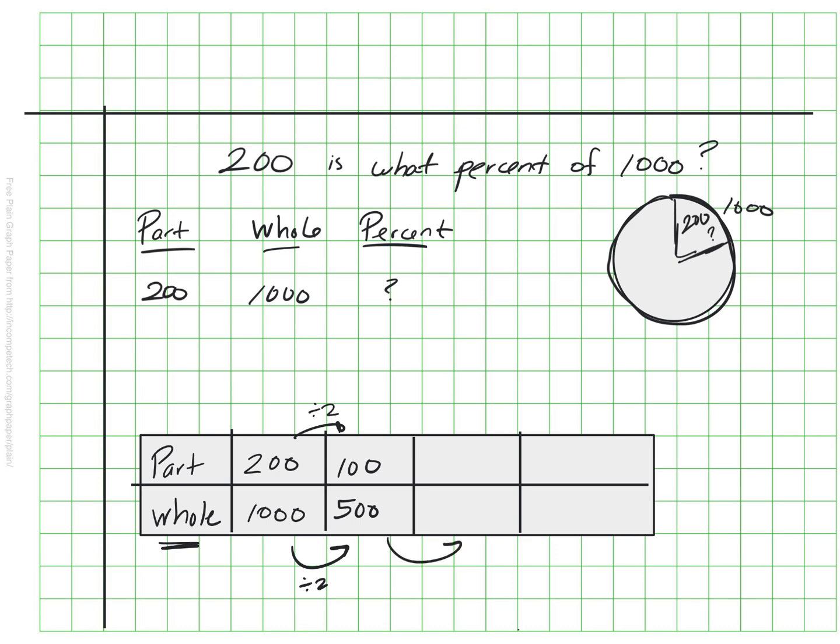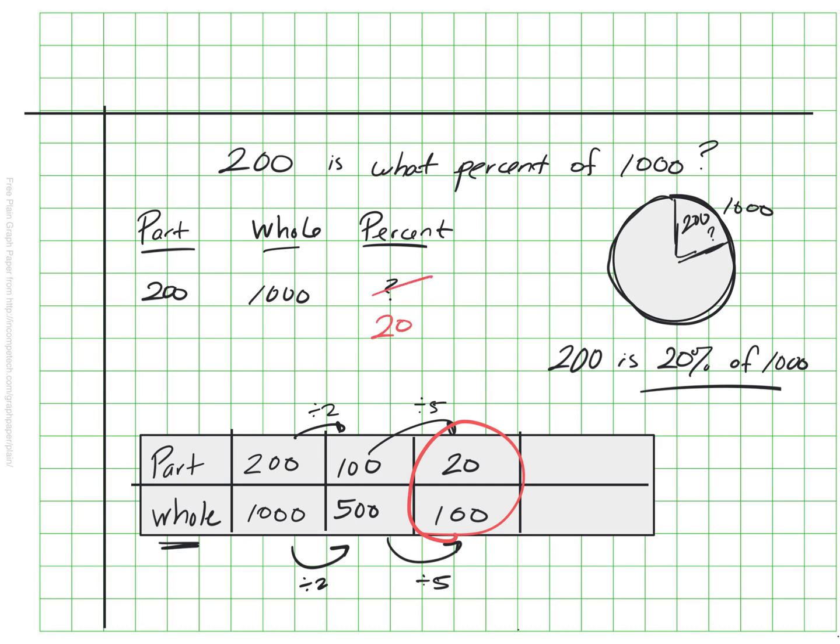But then I'm just noticing right now that I could divide this by 5, right? That would get me to 100. And so I would have to divide this by 5 as well, and that would be 20. Since we want our ratios to be out of 100, this is where I can stop. It's 20 out of 100. I had more room in my table, but I didn't need it. I got to 100 and I'm able to stop because I know that 200 is 20% of 1,000.